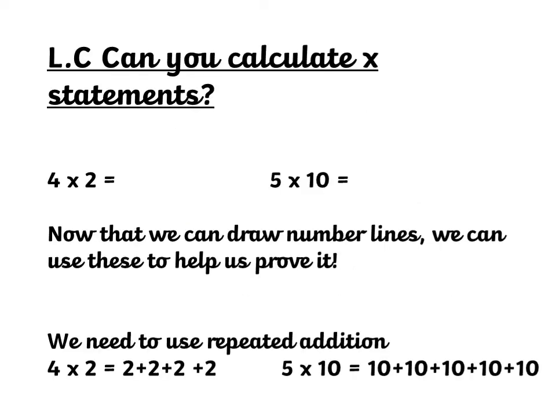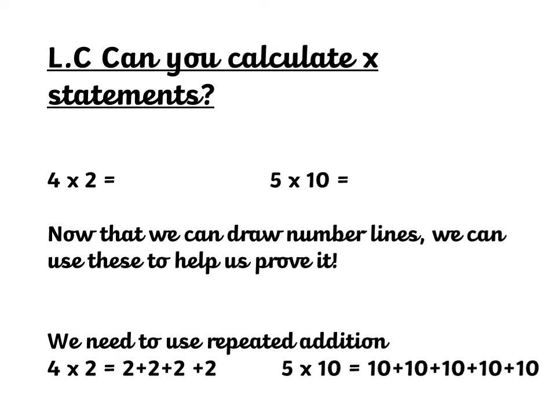So we've got two number sentences, 4 times 2 and 5 times 10. Now that we're getting really good at drawing our number lines, we can use these to help us prove that we know what our answers are, and also to check our answers as well. In order to do this, we need to use repeated addition, okay?